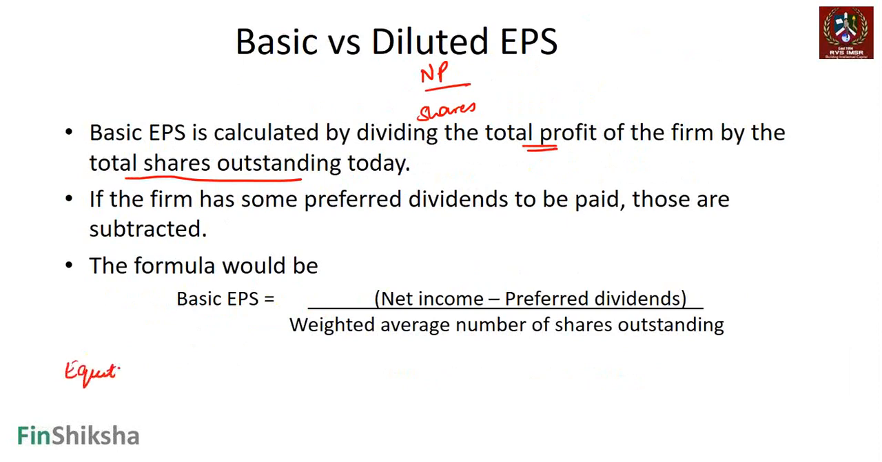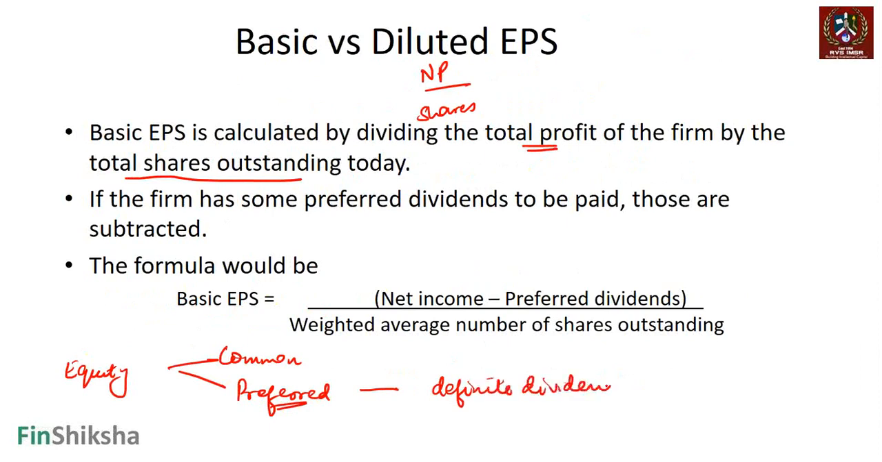So within equity, there is common equity, common shares, and there is what is called preferred equity. What do we mean by preferred equity? These are people who are typically given a definite dividend, right? So there's a definite dividend payment. In a sense, they are similar to your debt holders, because debt holders also get interest, which is defined very clearly.